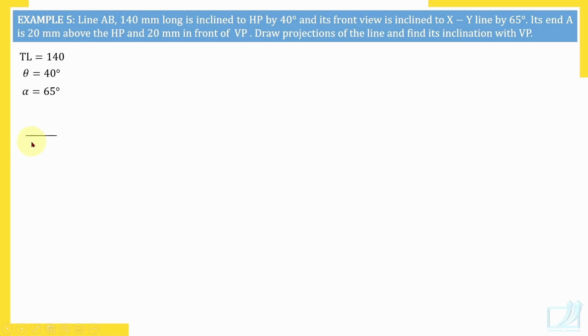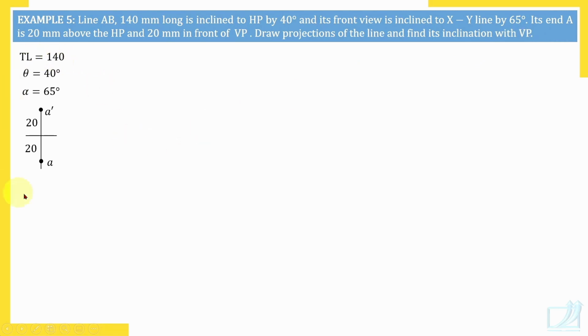So let's write that data here. This horizontal line indicates the XY line, and 20 millimeters above HP, so measure 20 millimeters above the XY line, and the front view gives distance from HP. So that is A dash. And 20 millimeters in front of VP, so measure 20 millimeters in front of the XY line, and it is the distance from VP, so the top view gives that distance. Draw projections of the line and find its inclination with VP.